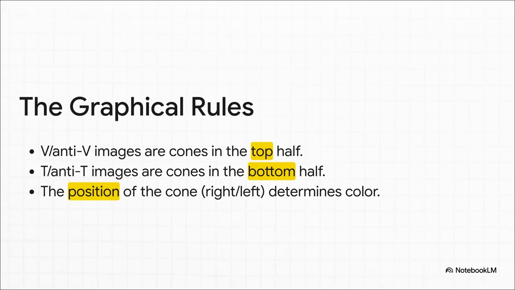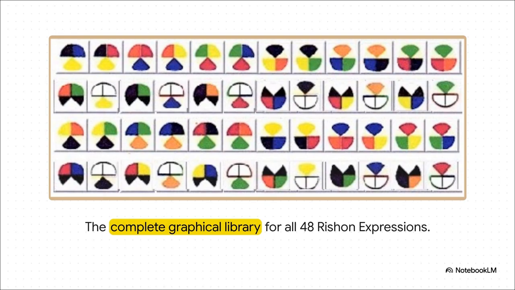The visual code is actually incredibly simple. Any V-type images are shown as little cones in the top half of a circle. Any T-type images are cones in the bottom half. And whether the cone is on the left or the right helps decide its color charge. Easy enough, right? Let's see it in action. And here it is. This is the result of all of those rules we just talked about. This is the complete graphical library of all 48 possible Rishon expressions. Every blueprint, every rule, it all comes together to create this visual periodic table of particles.